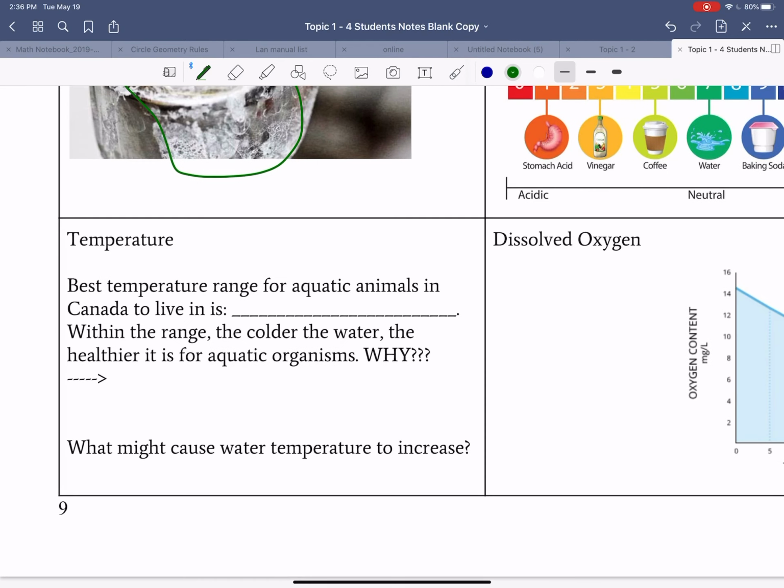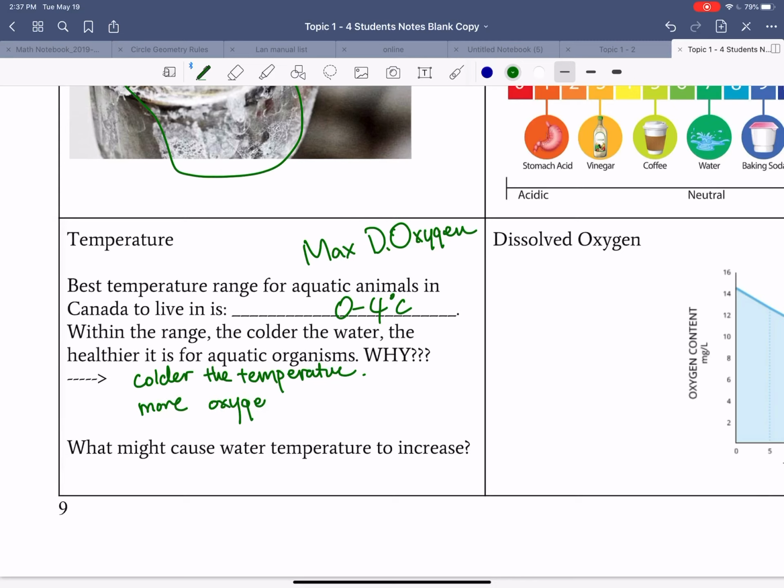Okay, so temperature. The best temperature for aquatic animals to live in, which is the maximum dissolved oxygen, is 0 to 4 degrees. Within this range, the colder the water, the healthier it is for aquatic organisms. Why is that? Because the colder it is, the more oxygen will be dissolved in it. Colder the temperature, more oxygen dissolved. More oxygen, the merrier.